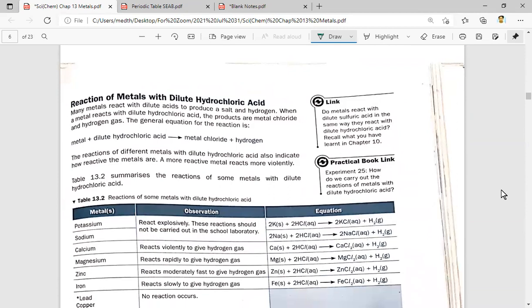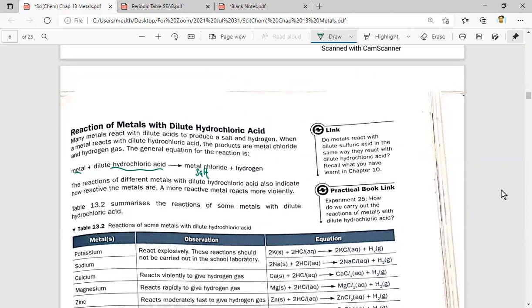Last one is the reaction of metal with dilute hydrochloric acid, or I should say reaction of metal with the acid itself. When I have metal reacting with acid, what you're going to get is a metal chloride. This is actually a salt. So I actually get salt and hydrogen. If I use sulfuric acid, I'll get metal sulfate. If I use nitric acid, I'll get metal nitrate. So take note, when hydrochloric acid is used, the salt name will end with chloride. This is the acid that you use, and this will be the salt form.